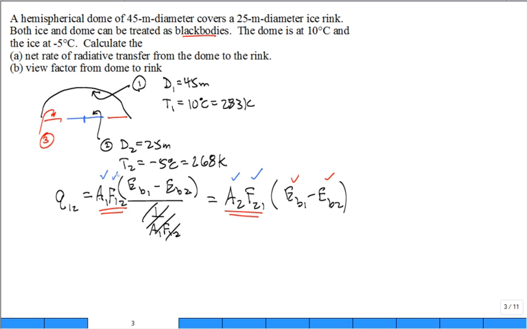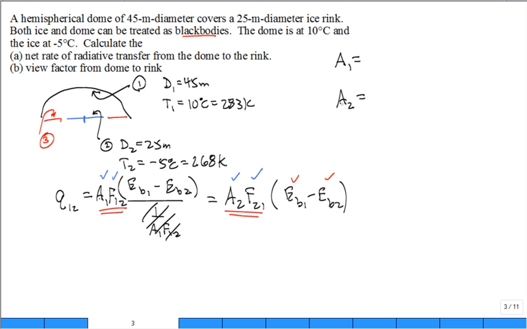2 to 1. Okay. Why would you want 2 to 1? It's a flat disk, and every photon leaving that flat disk is going to hit the enclosing hemispherical dome. So the view factor 2 to 1 is 1, by inspection or calculation. So, okay, let me calculate the area 1 and the area 2.